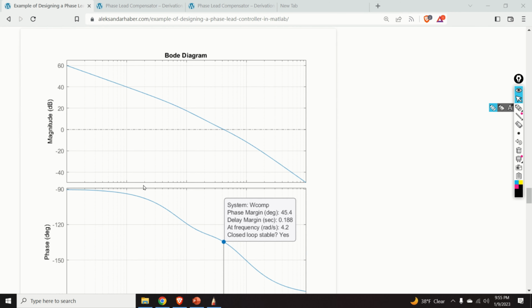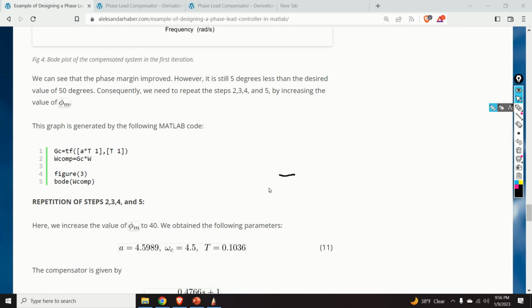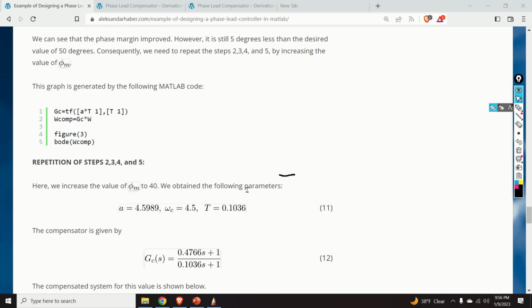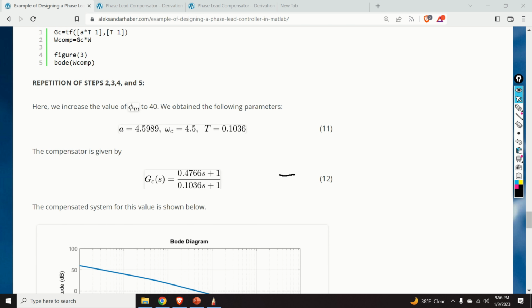So how to tackle this problem? Well, we need to go to the first step and we need to increase the value of phi m. That is, we need to increase the necessary correction of the phase margin. By doing that, we can basically compensate the system in a much better manner. So if I increase the value of phi m to 40, and if I repeat the procedure, I obtain the parameters that you can see over here. And here is my compensator.